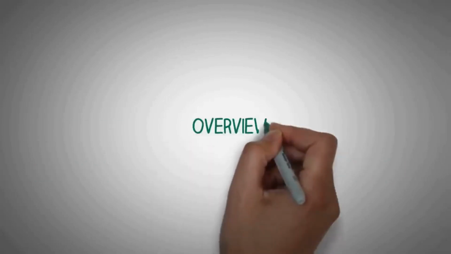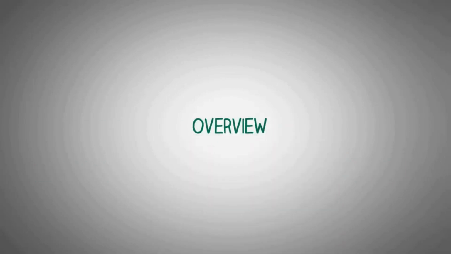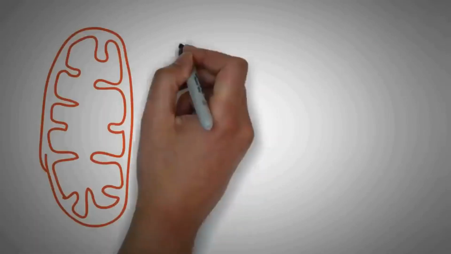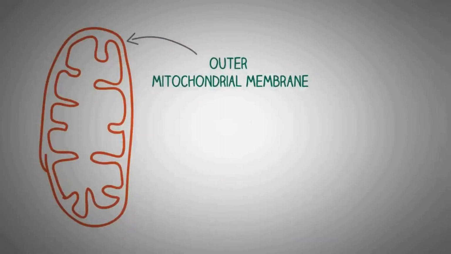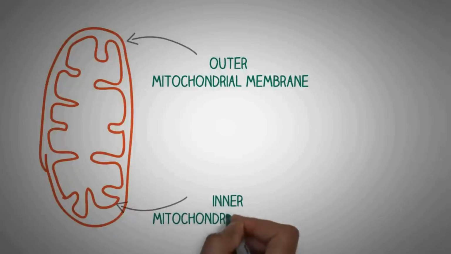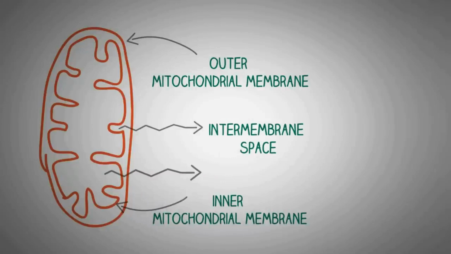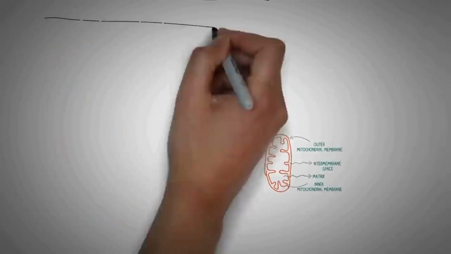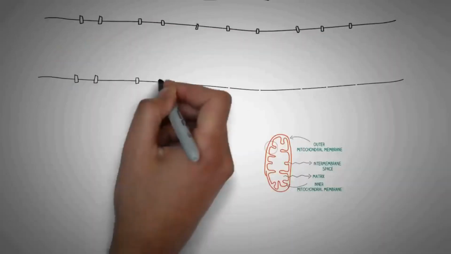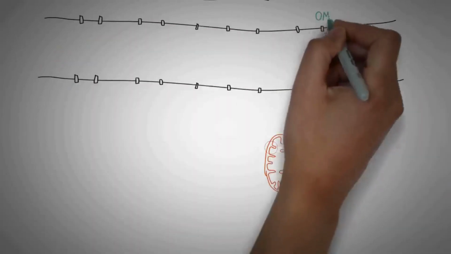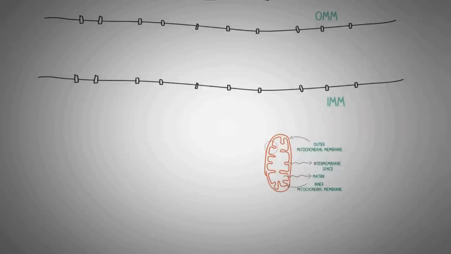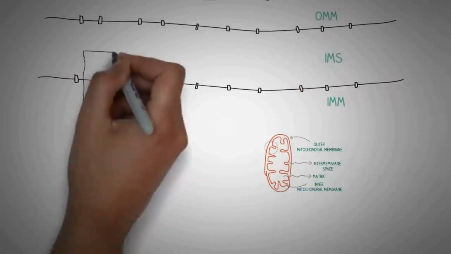Now let's talk about the overview of the electron transport chain first. The mitochondria has an outer mitochondrial membrane and an inner mitochondrial membrane. The space between these membranes is called the intermembrane space, and inside we have the matrix of the mitochondria. If we look at a close section of the membrane structure of the mitochondria, we can see the structure of the electron transport chain. So here we have the outer mitochondrial membrane, the inner mitochondrial membrane, and the intermembrane space.